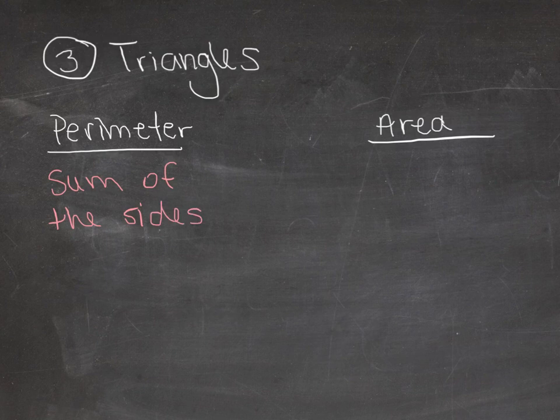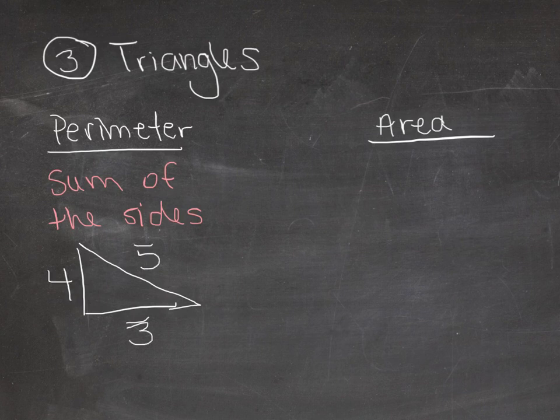So for example, let's say I have a triangle that looks something like this. And let's give it units, so there's centimeters. If I add them all up, I have 3 plus 4 plus 5. So that's 12. So my perimeter is equal to 12 centimeters.